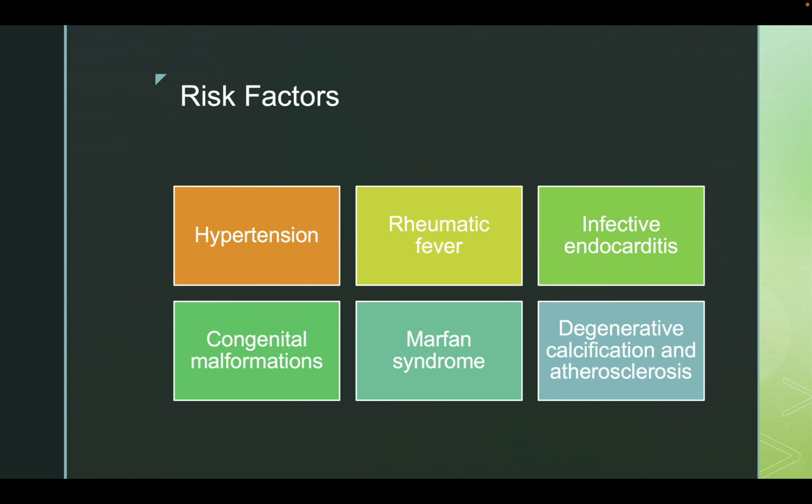So some of your risk factors are hypertension, rheumatic fever, so like your mitral stenosis and insufficiency, infective endocarditis, and any type of congenital malformations. They talk about Marfan syndrome, so that's your connective tissue disorder that affects the heart and other areas of the body. And then in older adult clients, the predominant causes of valvular heart disease are degenerative calcifications and atherosclerosis, papillary muscle dysfunction, and even infective endocarditis.